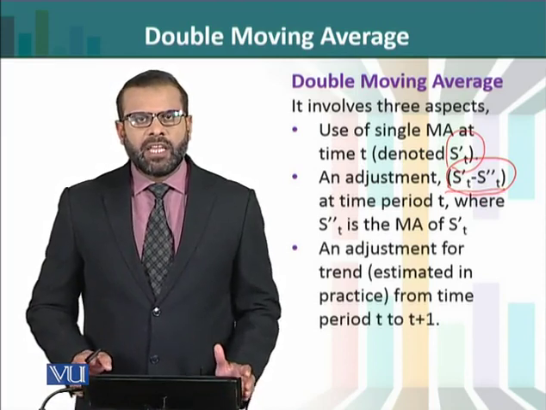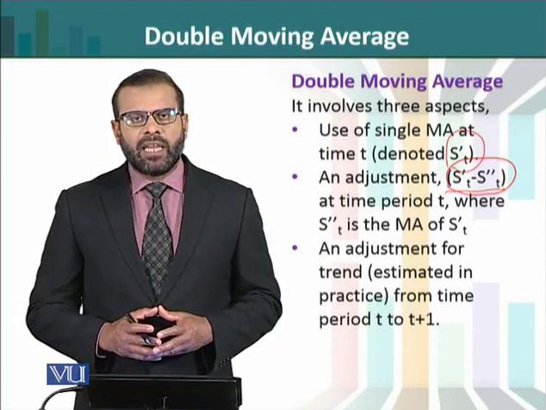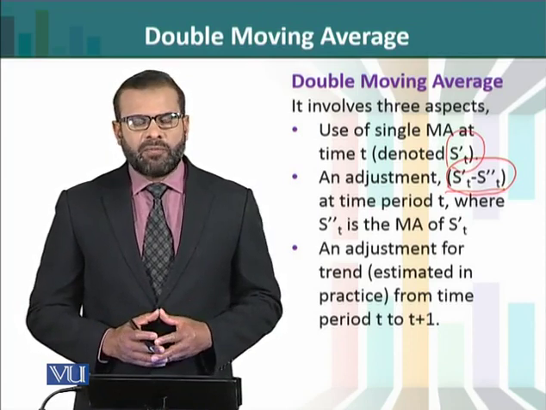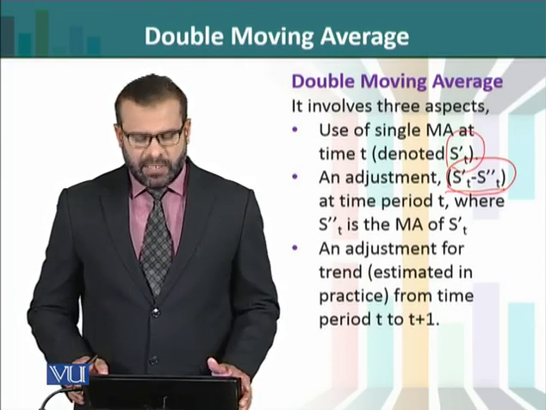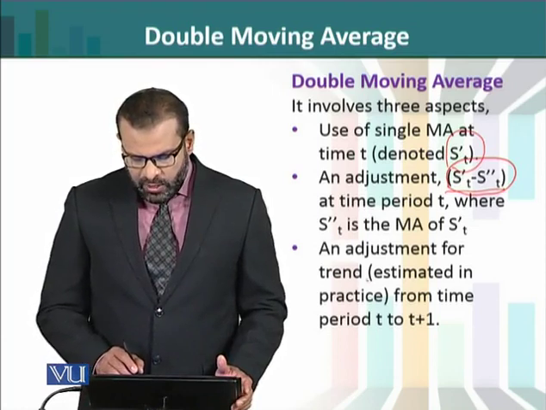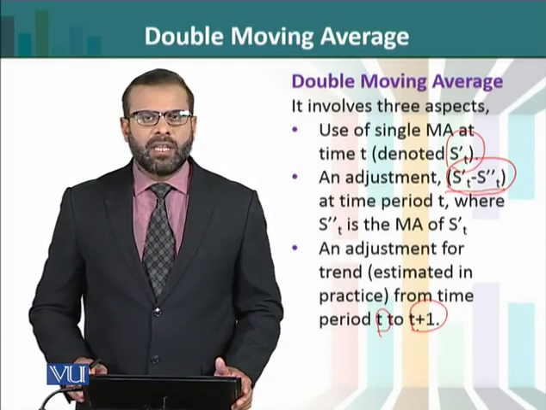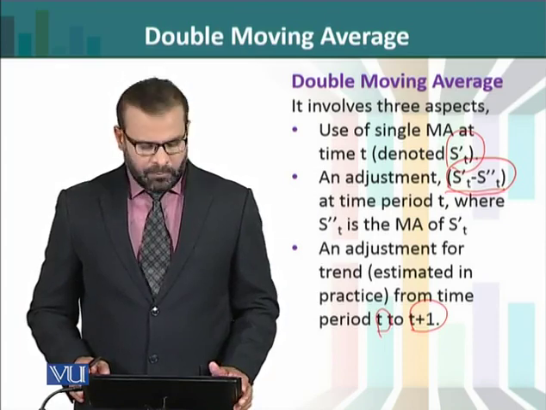Another approach to correct it is that we learn from this difference and further estimate the trend component in the data. There are several techniques which can be used to estimate the trend in the data set. So we calculate an adjustment term for the trend from period T to T plus 1, so that we can make the forecast for the time point T plus 1.